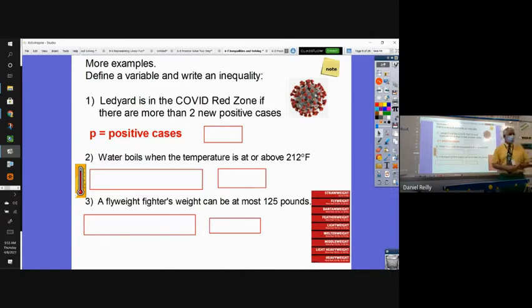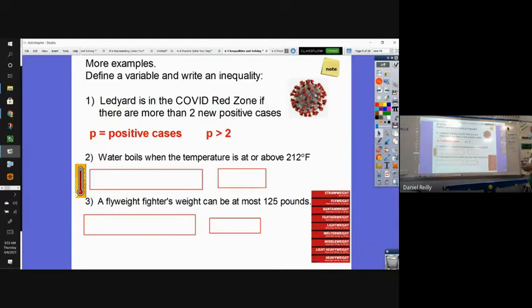All right. And what is the inequality, Alicia? Greater than without the equal to sign, right? Because if there's 2 cases, we're okay. It's bad if there are more than 2 cases. So it's P is greater than 2, then we're in the red zone. If P equals 2, we're fine. Hopefully next week. I don't know. We'll see.